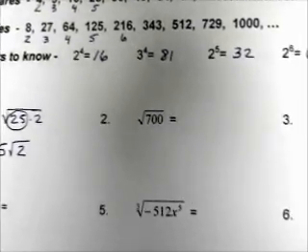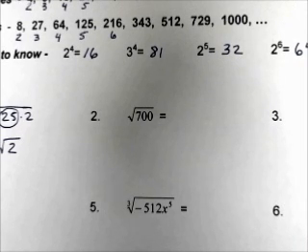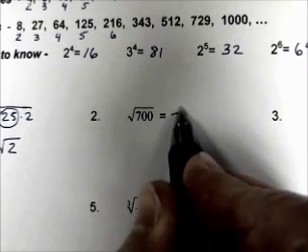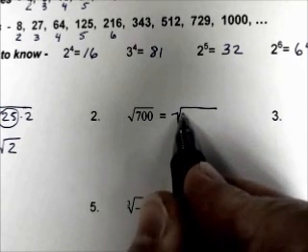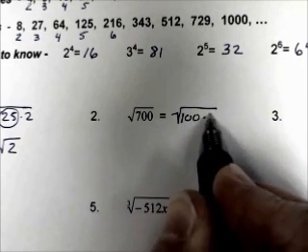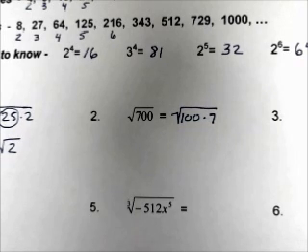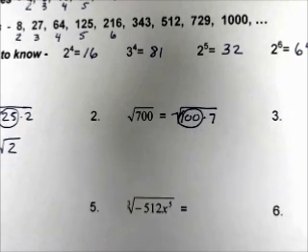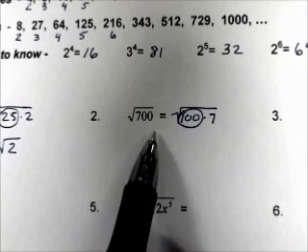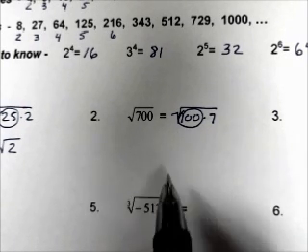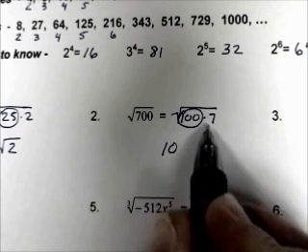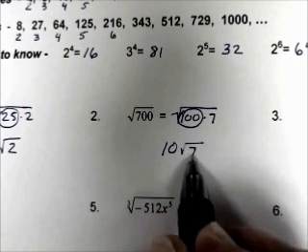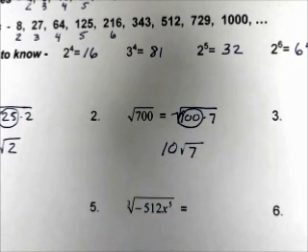Number 2, the square root of 700. The largest perfect square factor of 700 is 100. 700 can be written as 100 times 7. 100 is the perfect factor, circle it, take out its square root, the square root of 100 is 10, and what's left remains, square root of 7. So 10 square root of 7.